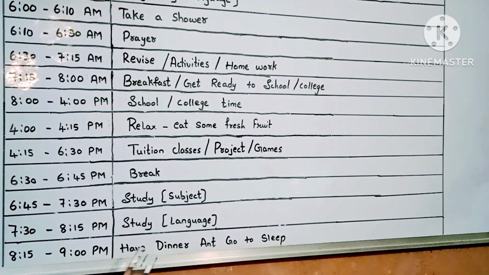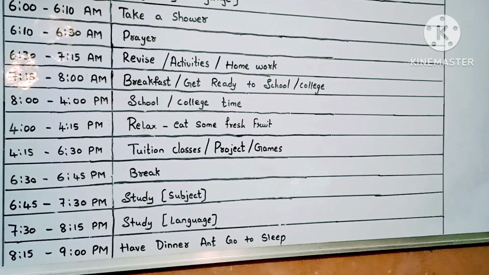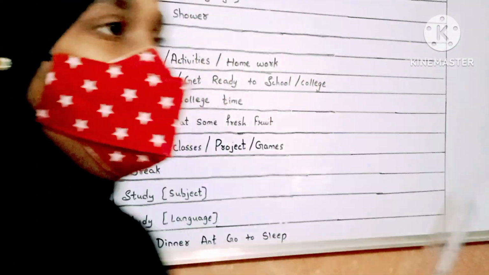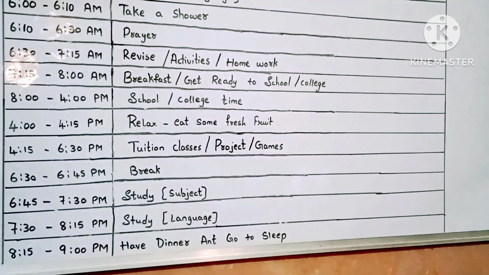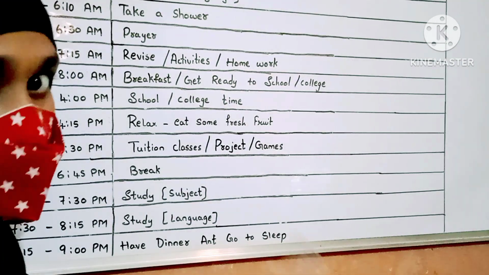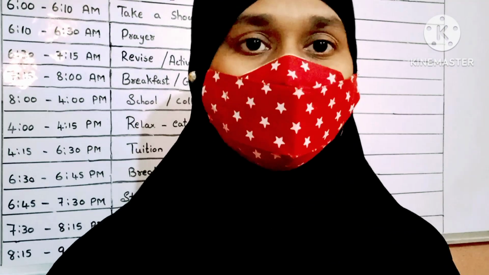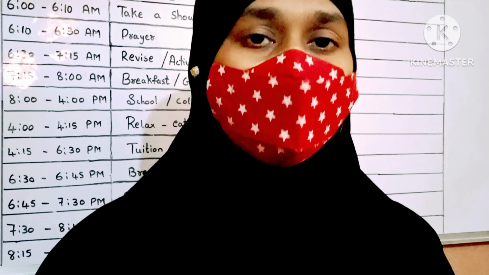8:15 to 9 o'clock: have dinner and go to sleep. Yes, the earlier you sleep, the earlier you wake up. You have to wake up at 4 o'clock, isn't it? You have to sleep at 9 p.m. So sleep as early as possible and wake up early in the morning, then you will be fresh enough.